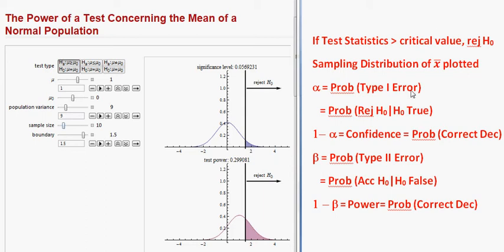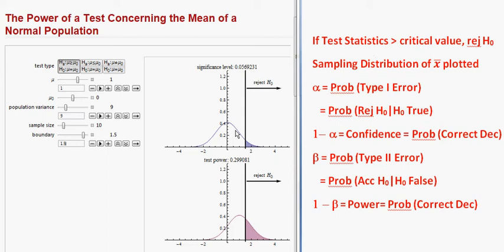So now let's focus on the right hand side here. For testing our hypothesis, we compute the test statistic, and if the computed test statistic is greater than the critical value, then we reject the null hypothesis. Now let's come back to the top graph here. This is the distribution of the test statistic. In this case, the test statistic is the sample mean x bar, and this chart represents the sampling distribution of x bar when the null hypothesis is true. That means mu naught equals 0.